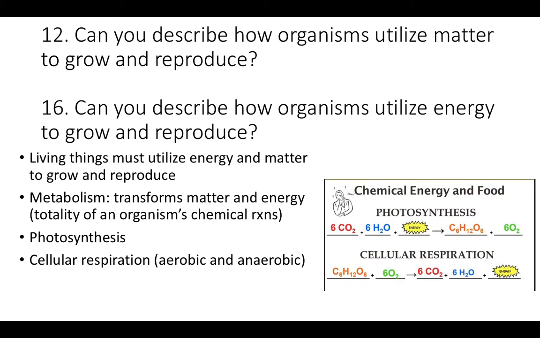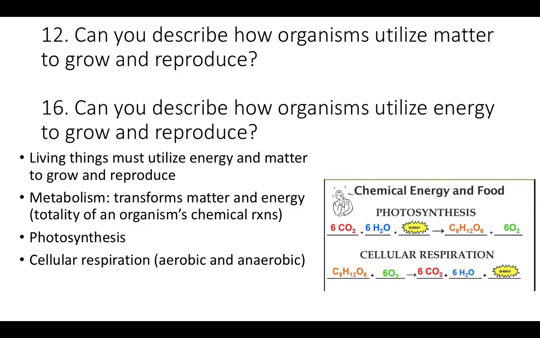Okay, the next one is question 12. Can you describe how organisms utilize matter to grow and reproduce? And question 16, which is, can you describe how organisms utilize energy to grow and reproduce? Living things have to utilize both energy and matter in order to grow and reproduce. So what we're looking at here is this word metabolism. Metabolism is what can transform that matter and the energy that an organism receives into whatever else they need it to be. It's the totality of an organism's chemical reactions that they do in order to survive.